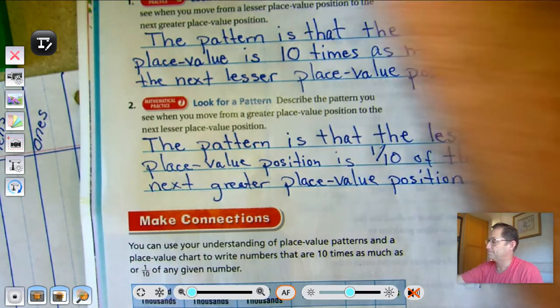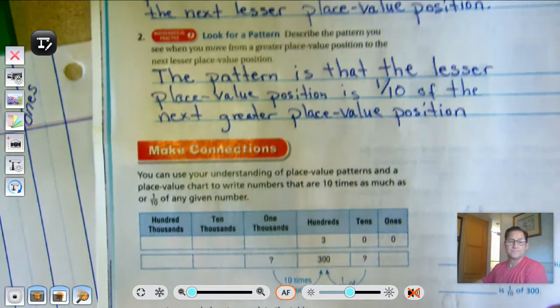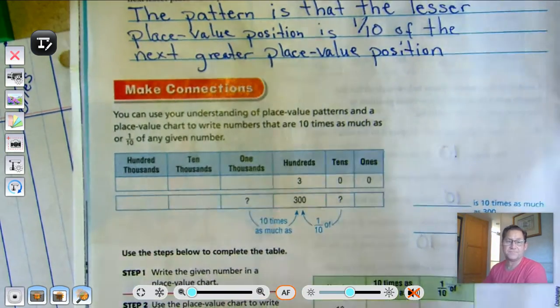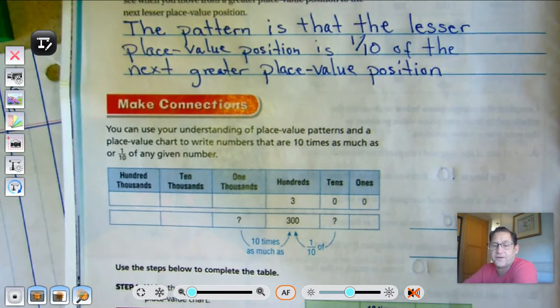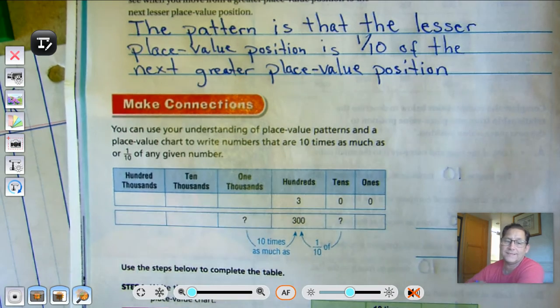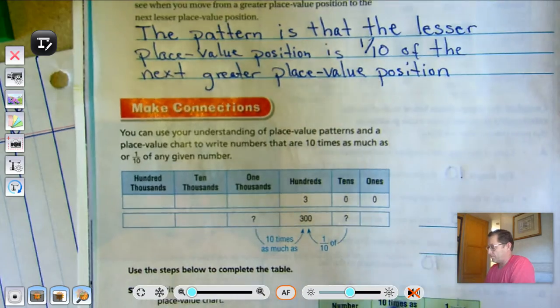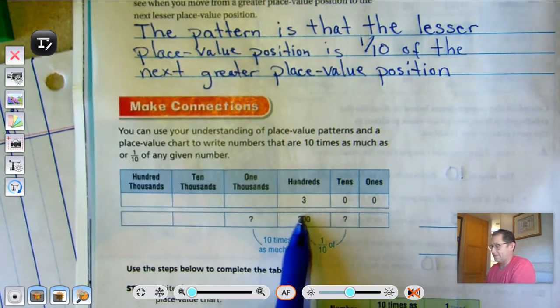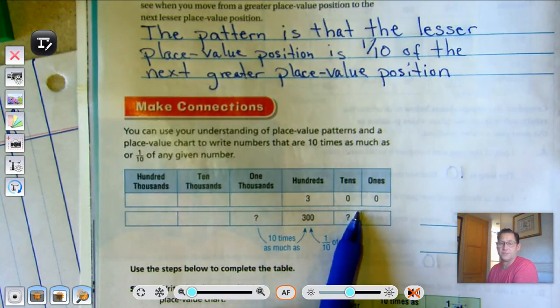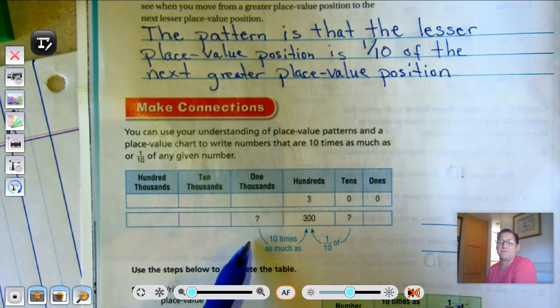All right. Now, let's look at the table and make connections. We can use our understanding of place value patterns and a place value chart to write numbers that are 10 times as much or 1/10 of any given number. So, looking here, we see 3 hundreds, no 10s, 0 1s. What would be 10 times as much?